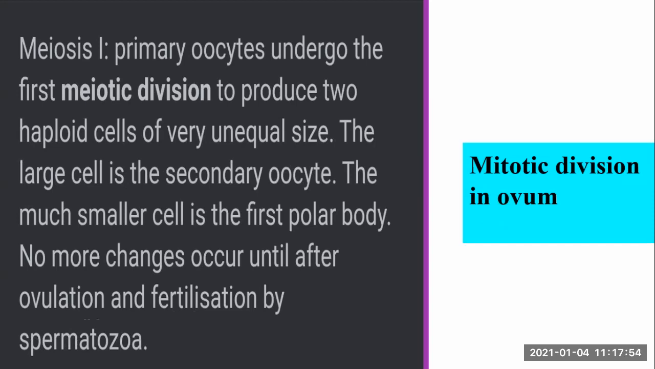Primary oocytes undergo the first meiotic division to produce two haploid cells of very unequal size. The large cell is the secondary oocyte and the much smaller cell is the first polar body. No more changes occur until after the ovulation and fertilization by spermatozoa. If you remember the comparison, I have shown you both the pictures, one for the male and one for the female, the flow chart of how their gametes are formed.